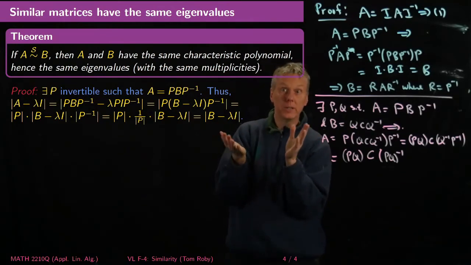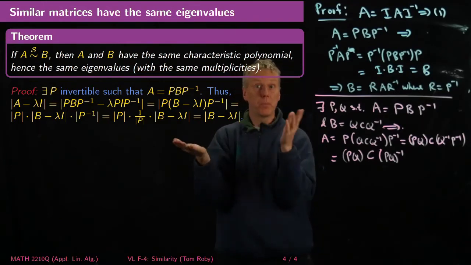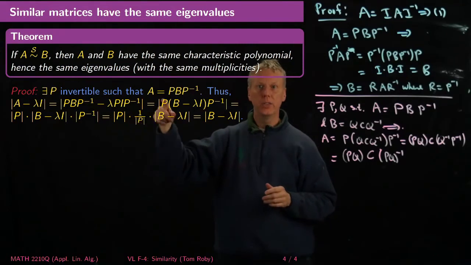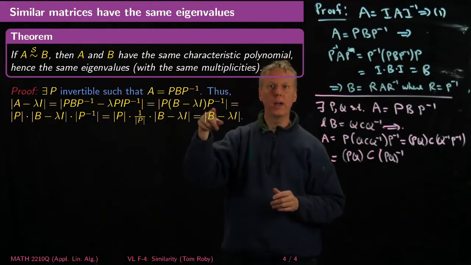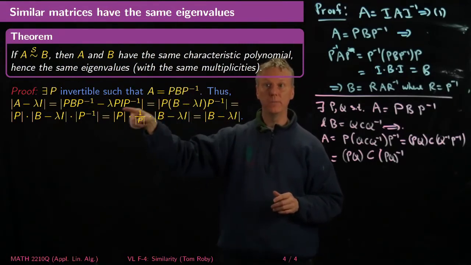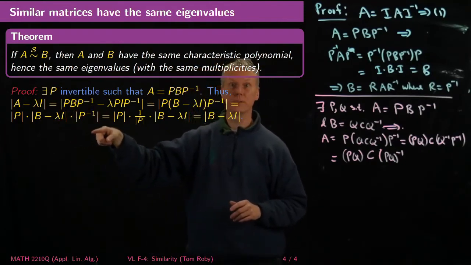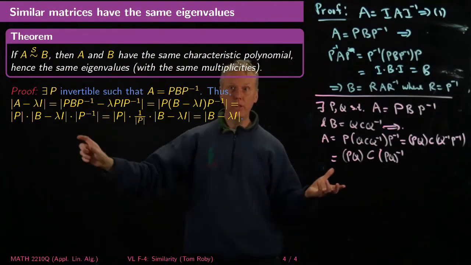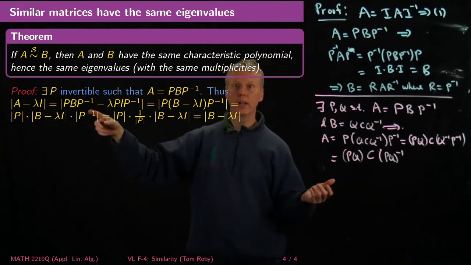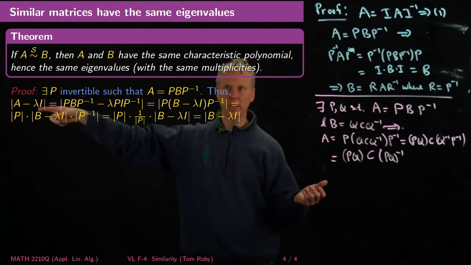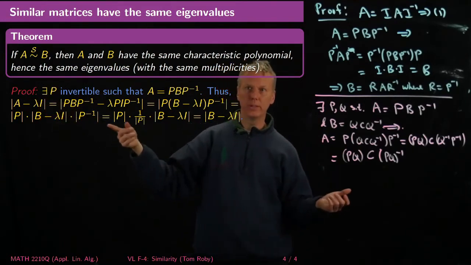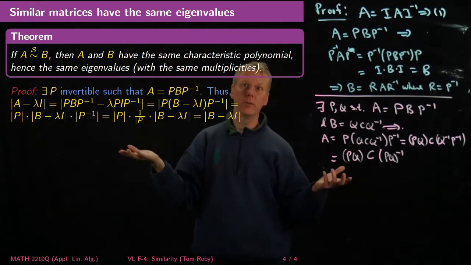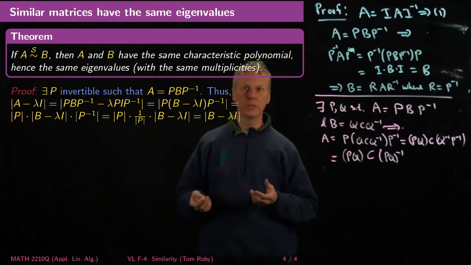So what do I know about determinants? Well, I know that the determinant of the product, determinant of AB, is the determinant of A times the determinant of B. So in this case, the determinant of this three-way product is the determinant of P times the determinant of B minus lambda I times the determinant of P inverse. Now, determinants are just scalars. They're just numbers. So at this point, I can commute all I want. And so in particular, I can move this P inverse over to the other side. And remember that the determinant of the inverse of a matrix is just 1 over the determinant, right? Basically because determinant respects products.